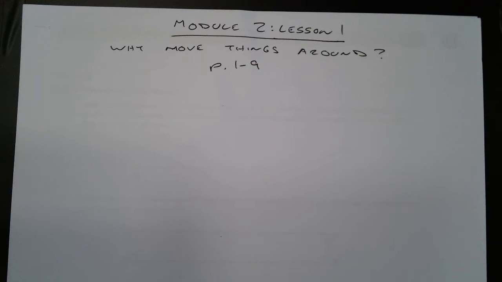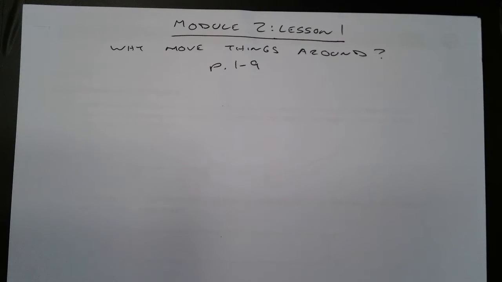This is Lesson 1. We're ready to start Module 2 after finishing Module 1. The title of Module 2, Lesson 1 is Why Move Things Around? And you will need pages 1 through 9 of your Module 2 book for this. This whole module is about geometry and movements and changing shapes.